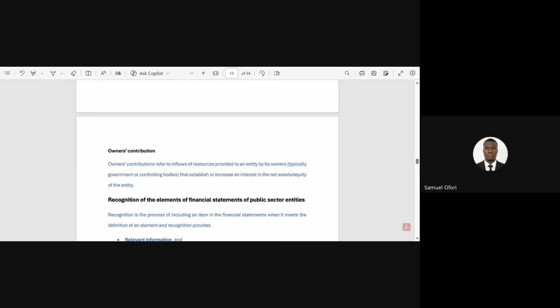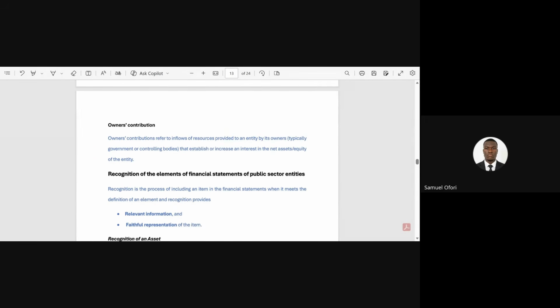In a financial statement, we also have to recognize these elements in them. You cannot say, oh, we have assets, and you don't know how to recognize these assets in a financial statement. So we are going to look at the recognition criteria of the elements of financial statements. Recognition is the process of including an item in a financial statement when it meets the definition of an element. And the recognition provides relevant information and faithful representation of the item. So we recognize a particular element if it meets the definition, and also it provides relevant and faithful representation.